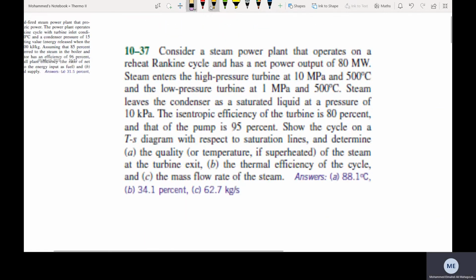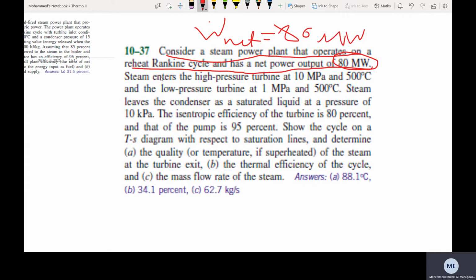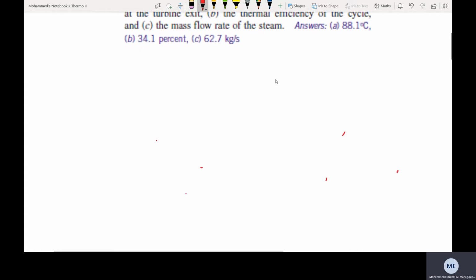So what is there? Consider a steam power plant that operates on a reheat Rankine cycle that has a net power output. So this is the net power output of the cycle, the work dot net, it is 80 megawatts. Steam enters the high pressure turbine, the first turbine, which is point 3. These are the states for point 3, and the low pressure turbine, which are the states of point 5. Remember, this is the high pressure turbine, and now this is the low pressure turbine.